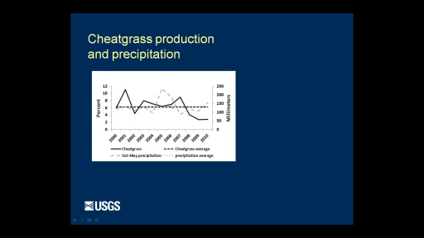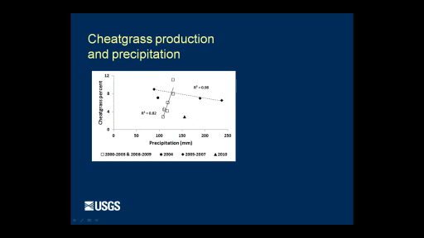So what is happening here between 2005 and 2007? When we look at our maps later on, you'll see that in 2005, we're estimating that there is significant die-off of cheatgrass in this area. I want to show you another chart where, again, we are comparing cheatgrass production and precipitation.